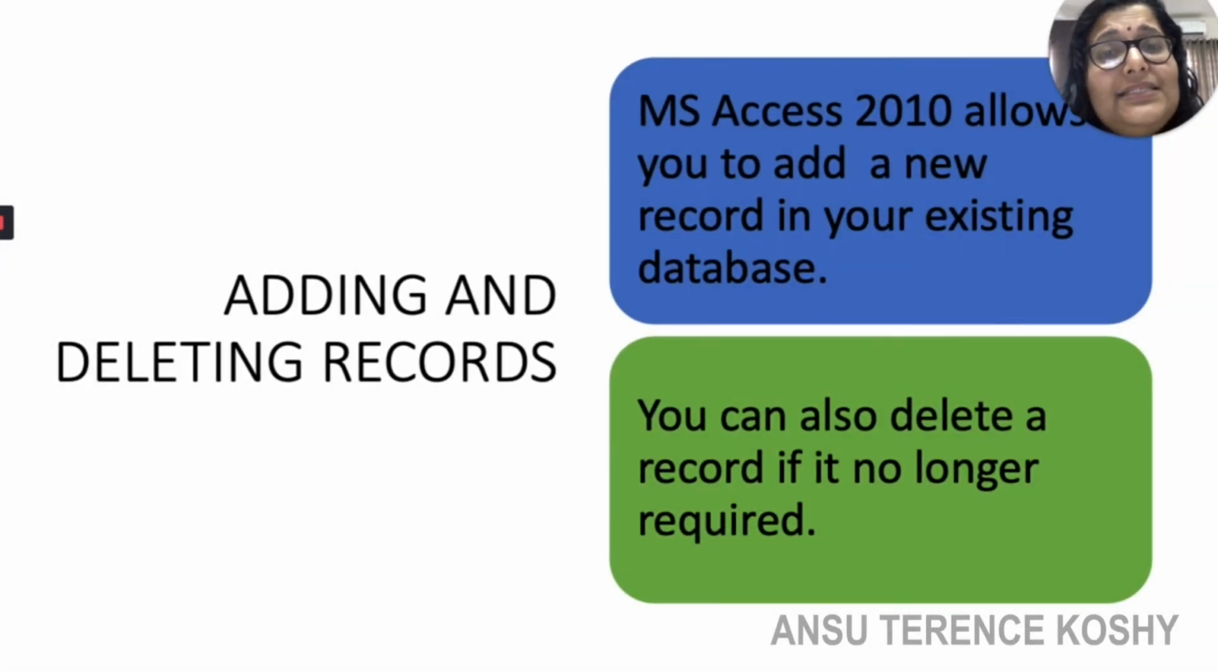Adding and deleting records. How do you add and delete records in the database? MS Access 2010 allows you to add a new record in your existing database. You can also delete a record if it is no longer required. You thought that you need to add additional information into the existing one and you have added it. But after some time you found that that is an excess. You can always delete it when you don't need it.